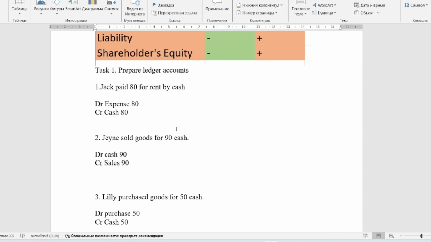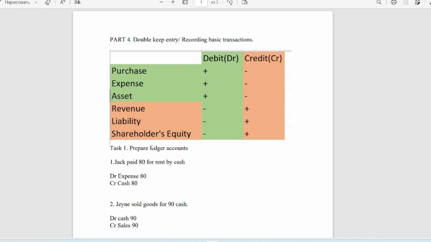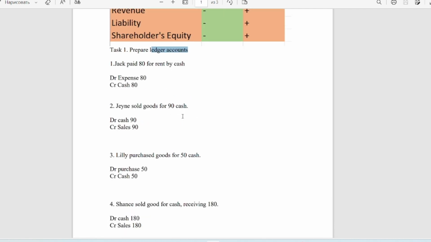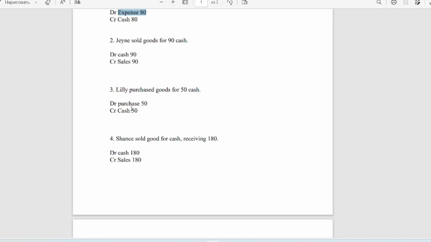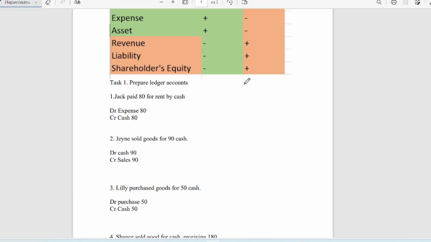So we have written all of these transactions, but you may wonder why we have done all of these transactions, why we need them. Well, we need these transactions for preparing ledger accounts. So what are ledger accounts? We have to categorize each component we have right here, let's say expense, cash, or purchase. Let's start with cash. Let's open the cash account right here.